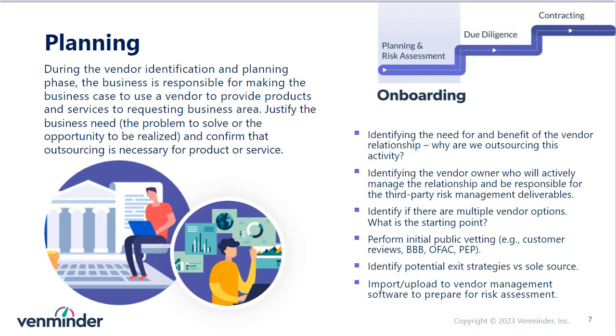You're also going to be looking at overall vendor options. Who's in the business? Who provides similar products and services that can meet the business needs? You might be doing some initial public vetting that we'll talk about. Public because it's separate from interacting with the vendor, so much more public-facing. You're going to be identifying exit strategies, and we'll talk about that and how that's done and when that's done appropriately. And lastly, you're getting ready for risk assessment. You might involve importing or uploading to the software that you might be using, making sure you have the right information in place so that you can be objective and perform an accurate risk assessment.